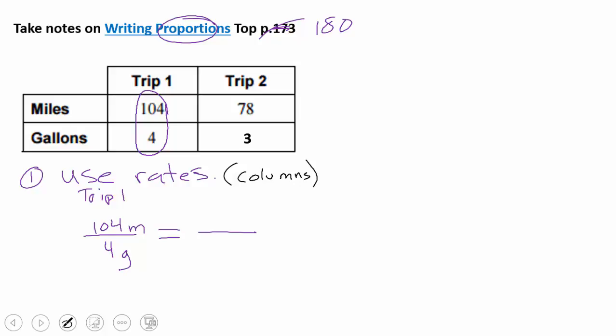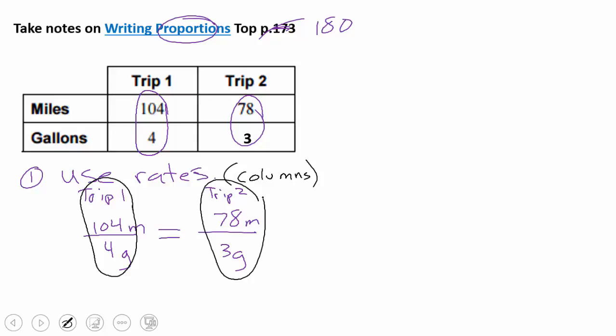Now that makes kind of sense. And then I come to my second column, trip 2, and I have 78 miles to 3 gallons. So I'm consistent in a couple different places, and that word consistent is really important. Trip 1 is my first ratio where I have miles over gallons. Trip 2 is my second ratio where I have miles over gallons. And notice, in the numerator, I have miles on both. Miles 104 on the top of the first one, 78 on the top of the second one. I have gallons in the denominator. So I'm consistent in my units in writing my proportion.